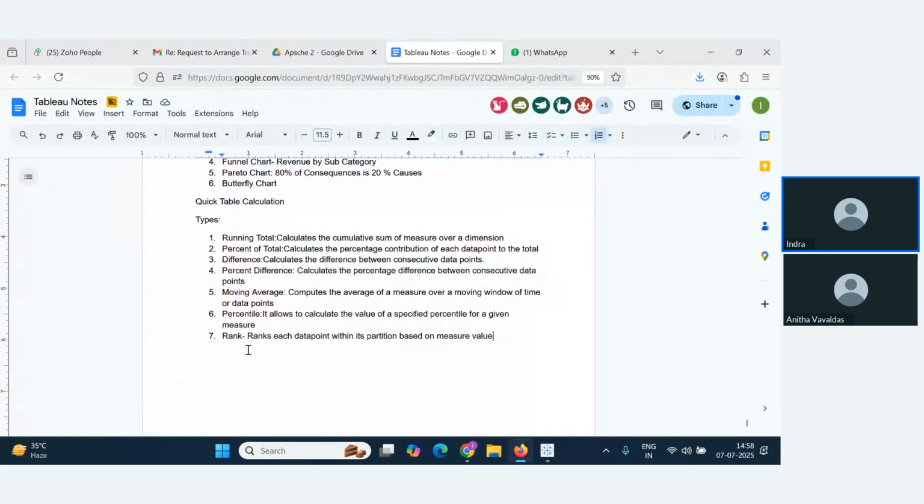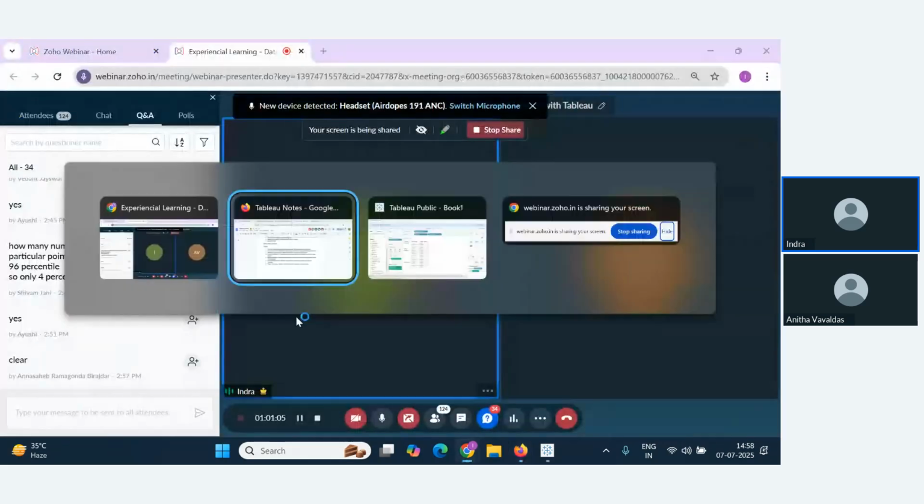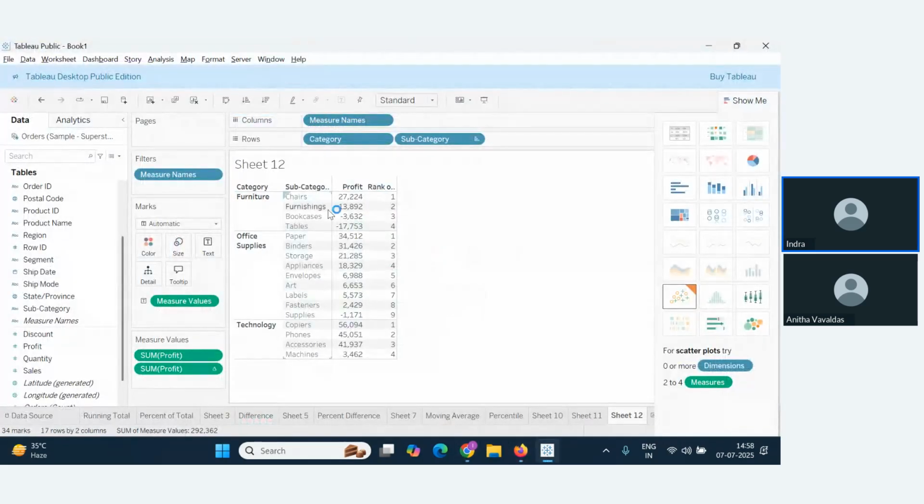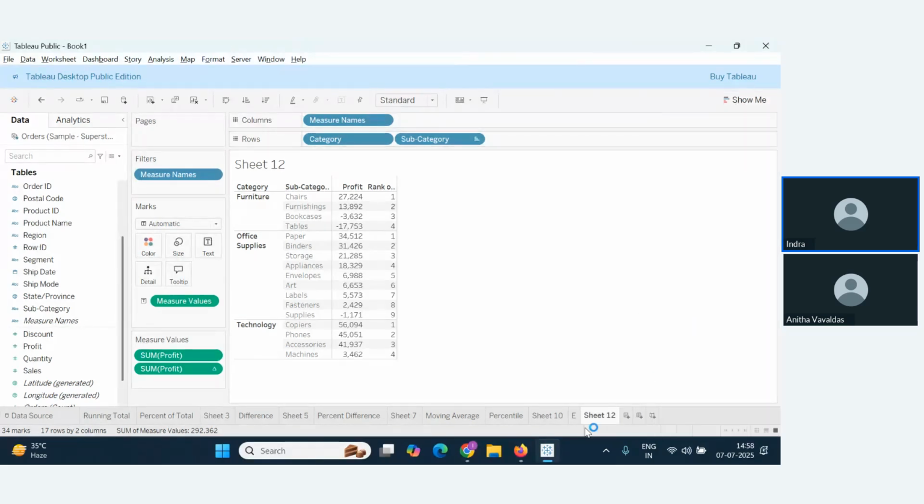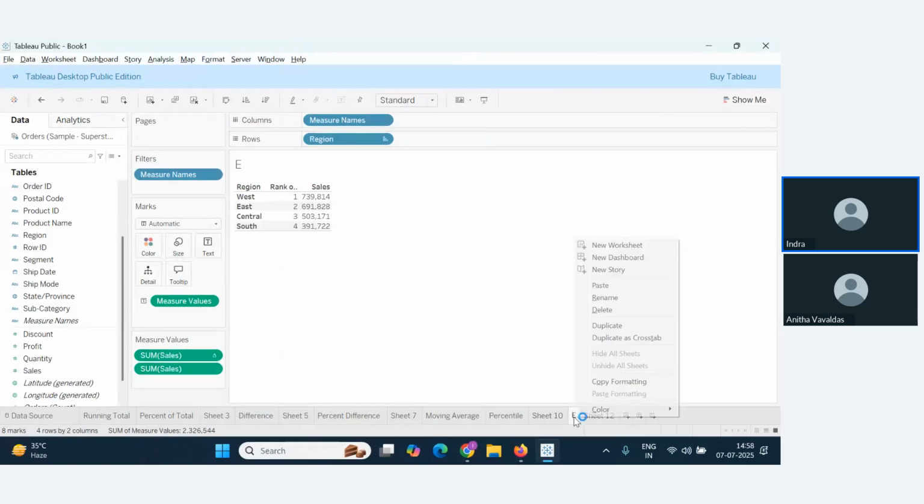Did you guys try the rank? So basically, this rank we are giving by subcategory. Let me move on. Let me name this sheet first. Rank.